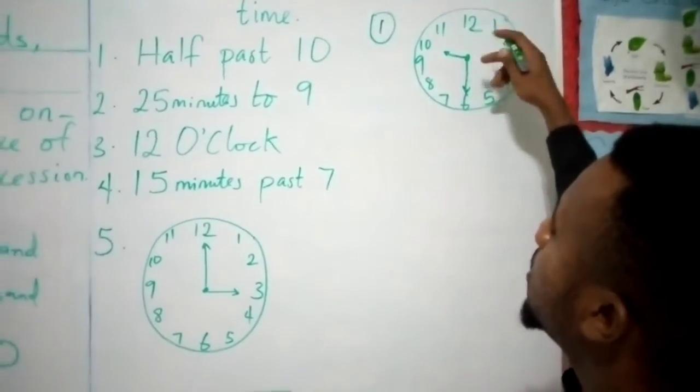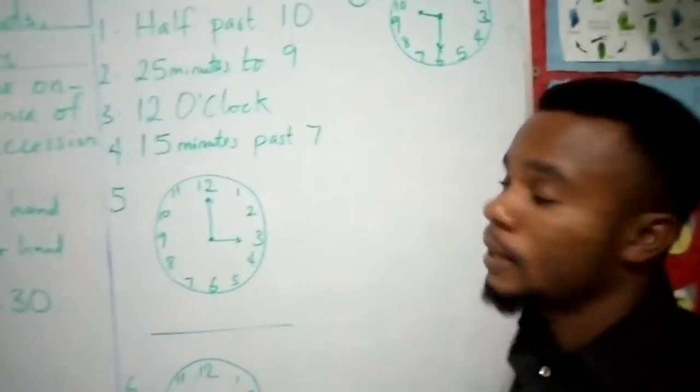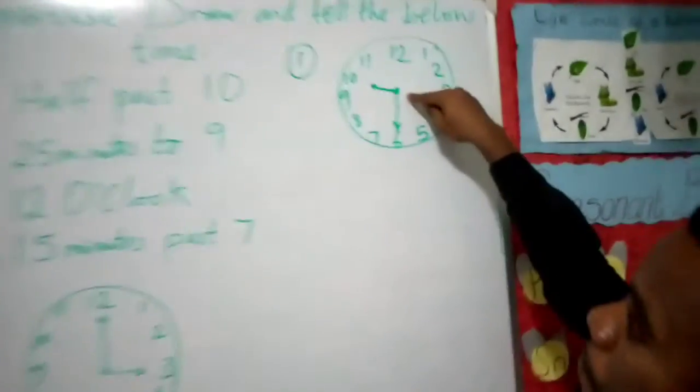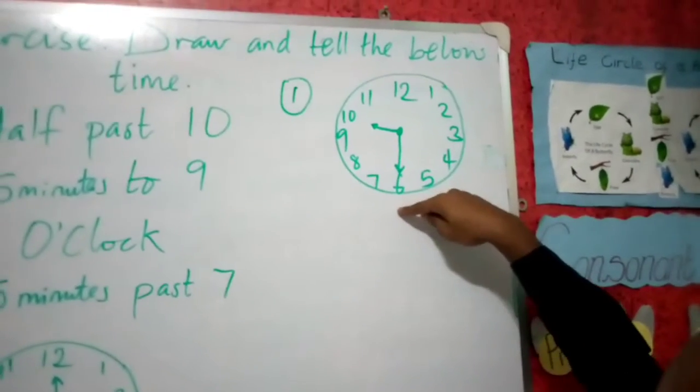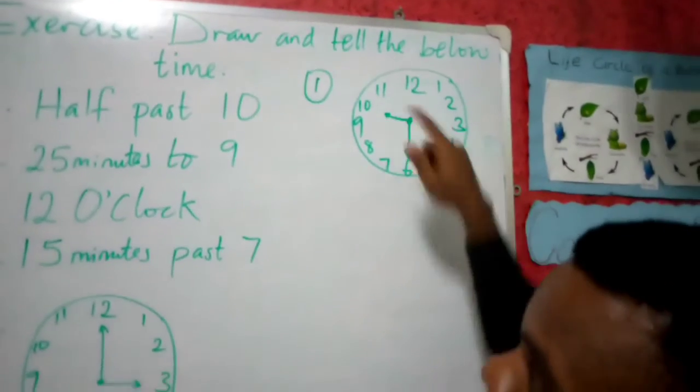Remember, this size is longer than this. So you must not draw both hands the same length. So take note. So half is 6. Past 10 is the hour hand. So take note. I'll go to number 2.